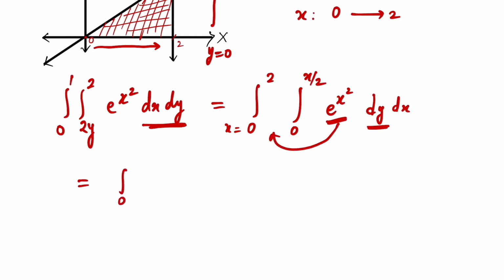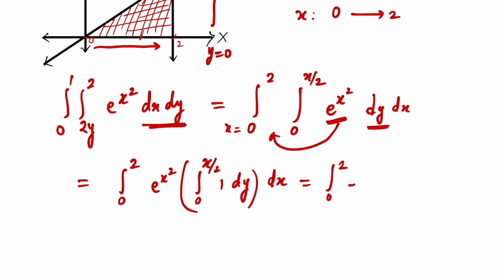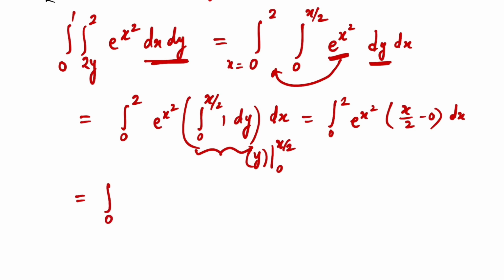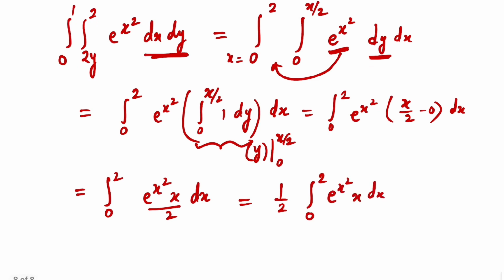That means here, so this is 0 to 2 e raised to x square, integrate 1 times dy and then dx, right? So this is just 0 to 2 e raised to x square as it is. What about this? This is just y, and the limits are from 0 to x by 2, right? So this is just x by 2 minus 0 dx as it is, right? So this is equal to 0 to 2 e raised to x square times x dx by 2, right? Which is equal to 1 by 2 times integration from 0 to 2 e raised to x square x times dx. This is easy, right?